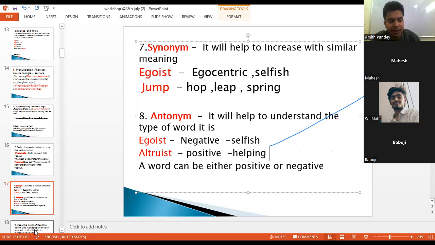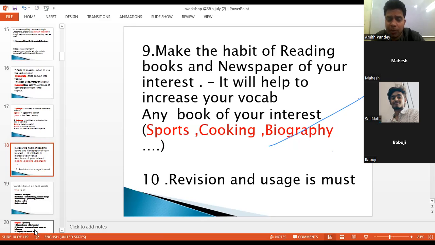So far we have seen eight, now the ninth one is reading, and I hope you may or may not like this. Most of you may not have the habit of reading newspapers. No worries, you have an alternative for that. For example, if you like sports, you can go through sports if you are interested in cricket. If you are interested in cooking, you can go through cooking magazines. If you are interested in biography, you can read that. But try to read only in English, not in other languages, because if you learn in English, it will help you to improve your vocab as well.